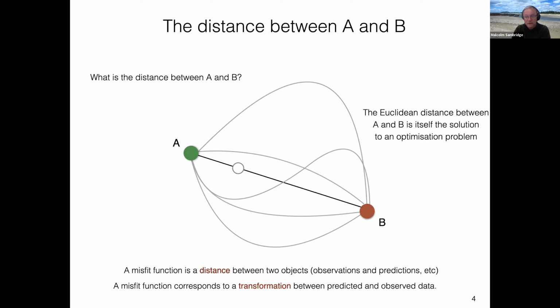That's a slightly unusual way of looking at things from an inversion perspective, but there's always a transformation between A and B when we define a misfit function. And it's the path, in this case, that the white dot goes between A and B. So distance and transformation are wrapped together in terms of how far away one thing is from another.